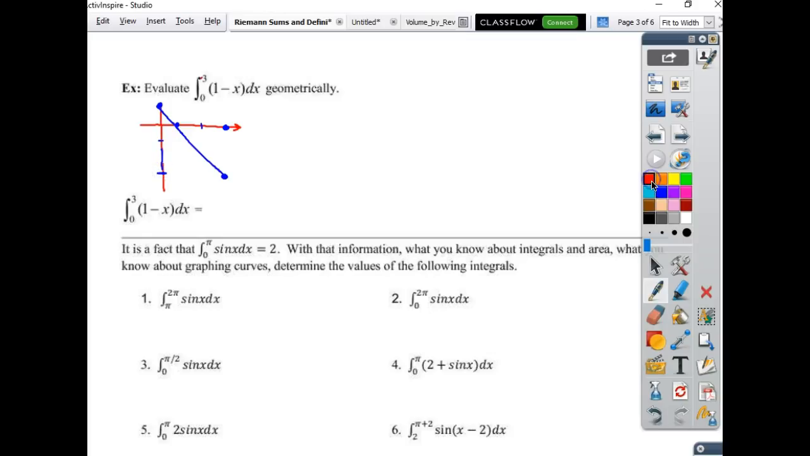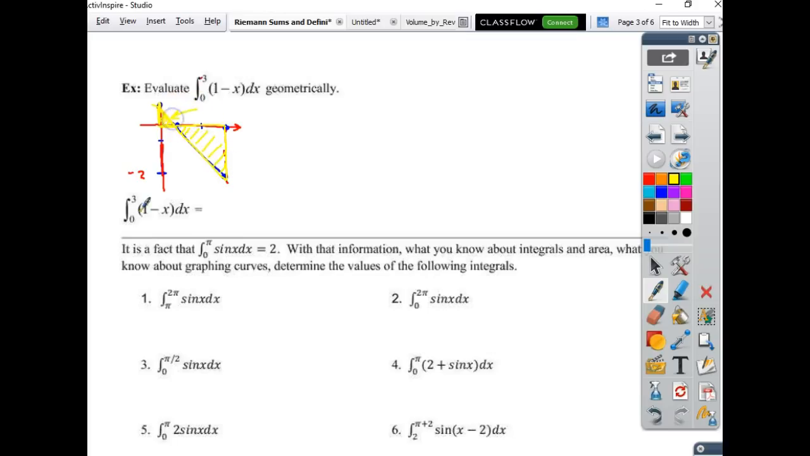There's my negative 2. And if I take the integral of this between a and b, what we're really looking at is two separate regions. We have a region right here above the x-axis, as well as a region below here.